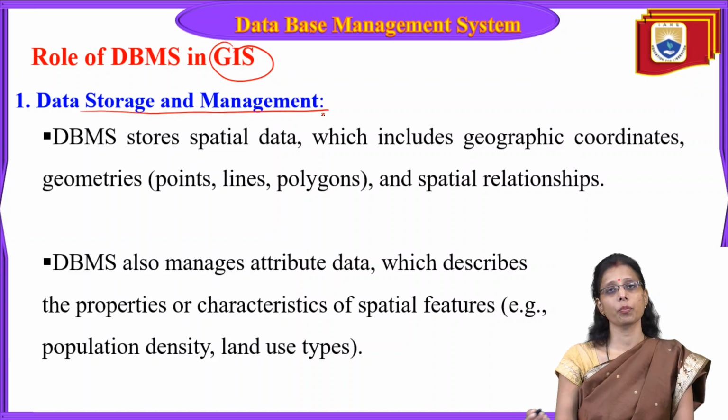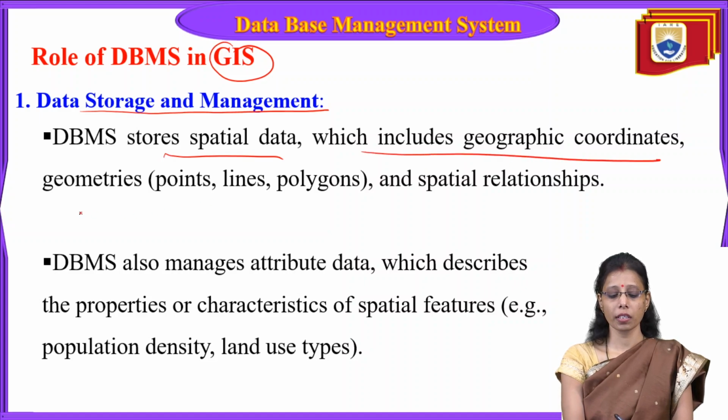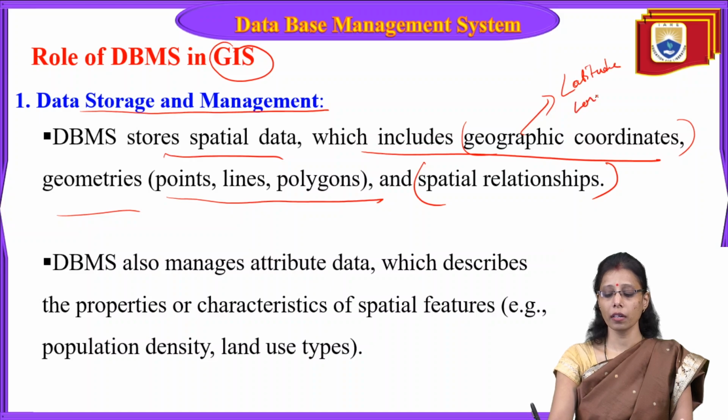Data storage and management. It basically helps us in storing and managing the data. So DBMS stores the spatial data, which includes the geographic coordinates, geometries like points, lines and polygons, and the spatial relationship. So what is a spatial relationship? I'll tell you. First, it includes the geographic coordinates. What are the geographic coordinates we see in spatial data? Geographic coordinates are the latitude and longitude.